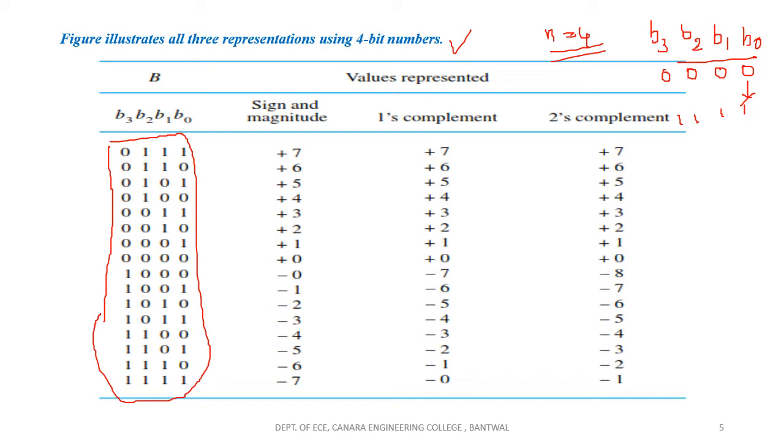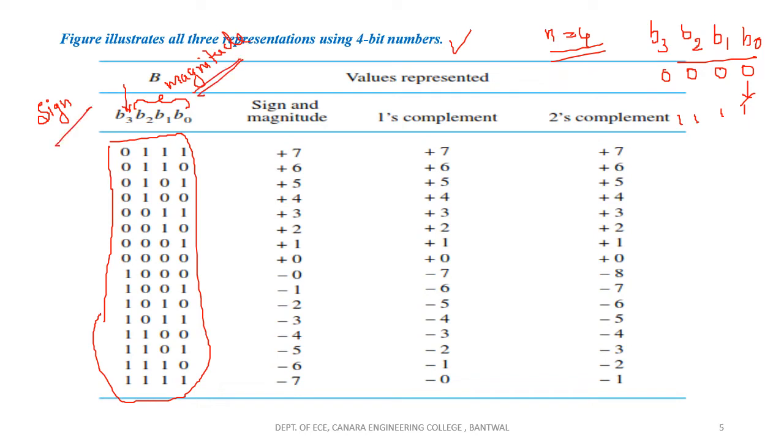I said that we have three ways of representing a number: sign and magnitude, ones complement and twos complement. In case of sign and magnitude, the MSB, that is bit b3, represents the sign of the number, whereas b2, b1 and b0 represent the magnitude. So we have a sign bit and magnitude bits.